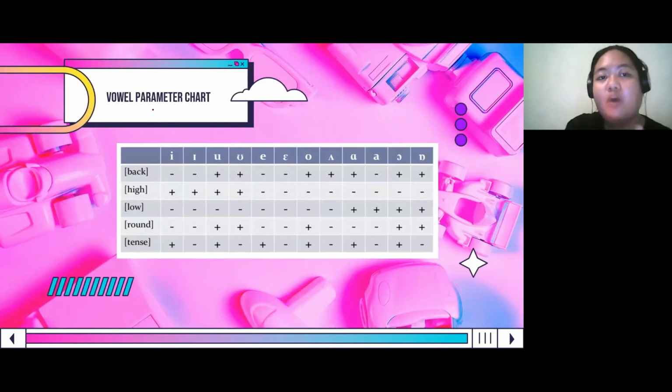Here we have a vowel parameter chart, so you can screenshot it and learn it later. Just remember, if it's plus, it means yes. If it's minus or negative, it means no.